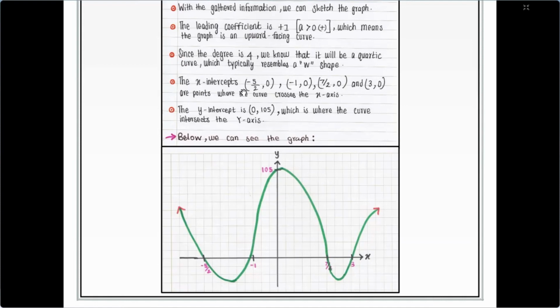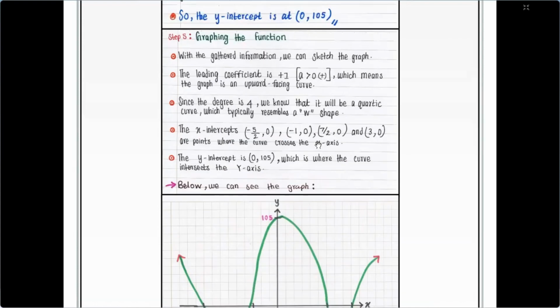The x-intercepts are (-5/2, 0), (-1, 0), (7/2, 0), and (3, 0), which are the points where the curve crosses the x-axis. You can see the x-intercepts. The y-intercept is (0, 105), which is where the curve intersects the y-axis. We can see the y-intercept. Below, we can see the graph and the characteristics of the graph, which I have mentioned here.